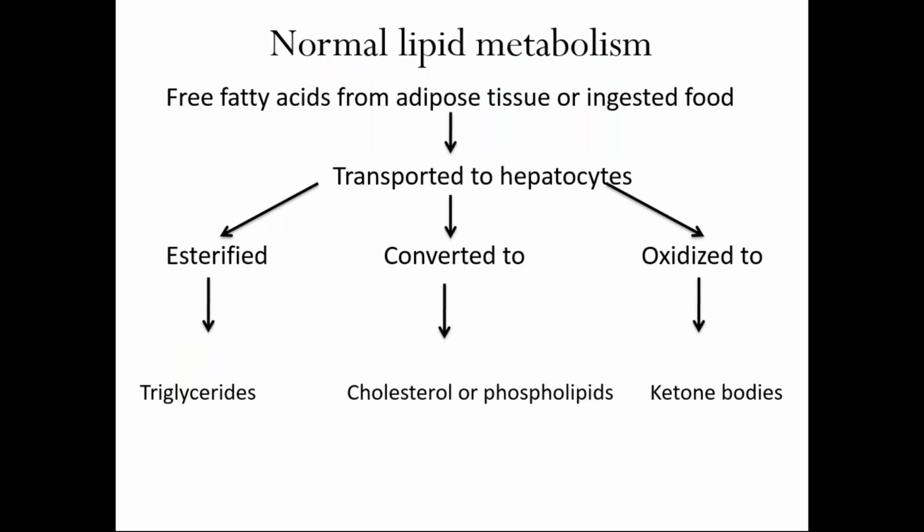So in normal lipid metabolism, free fatty acids from adipose tissue or ingested food are transported to the hepatocytes. When they are transported to the hepatocytes, they are either esterified to triglycerides, converted to cholesterol or phospholipids, or oxidized to ketone bodies. So this is normal metabolism of lipids. But when this metabolism fails, accumulation of lipids within the hepatocytes occurs.